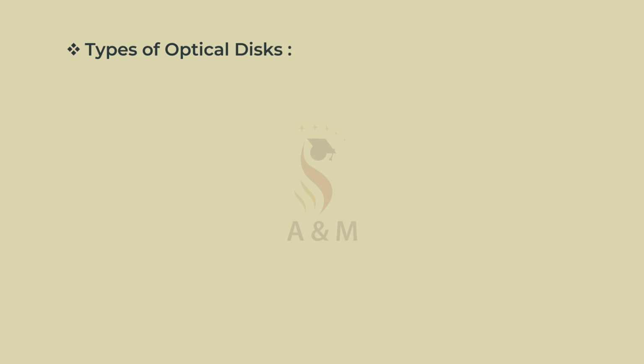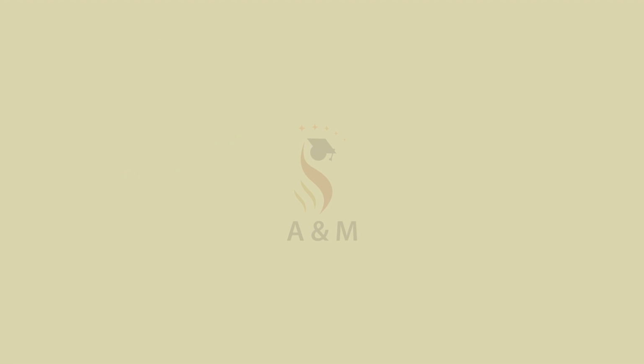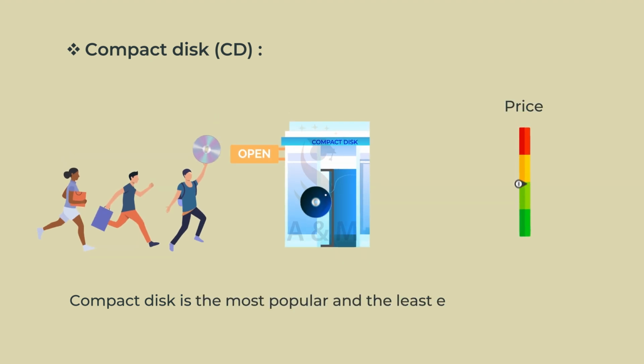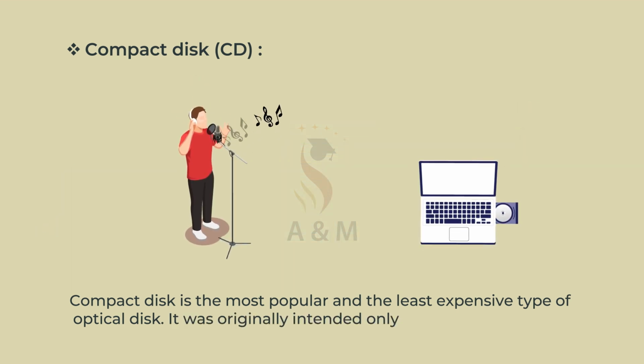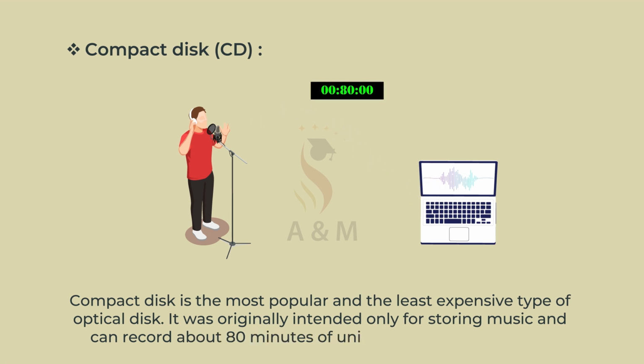Types of optical discs. First type, compact disc or CD. Second type, digital versatile disc, that is DVD. Third type, Blu-ray disc, that is BD. Now first one, compact disc, that is CD. Compact disc is the most popular and the least expensive type of optical disc. It was originally intended only for storing music and can record about 80 minutes of uninterrupted playing time.